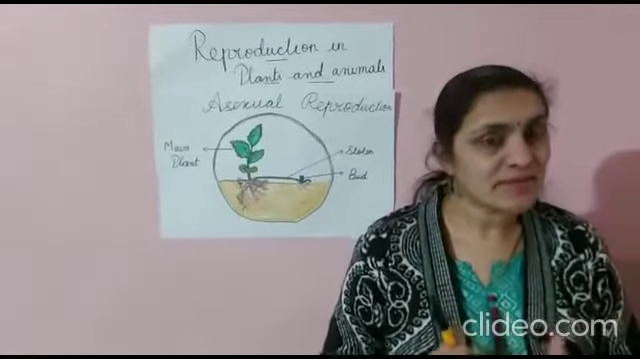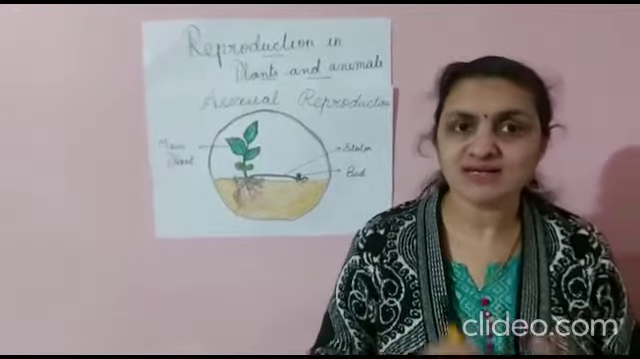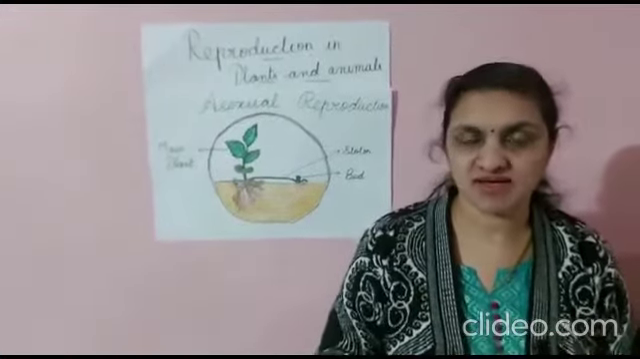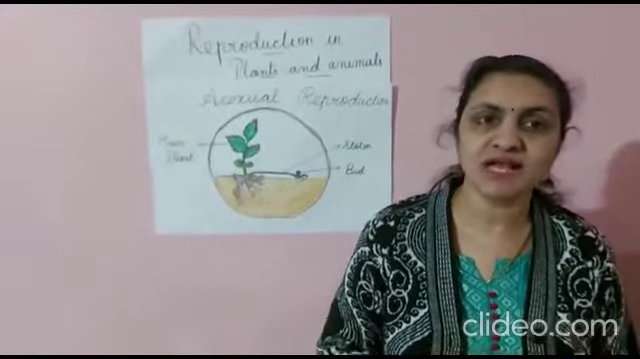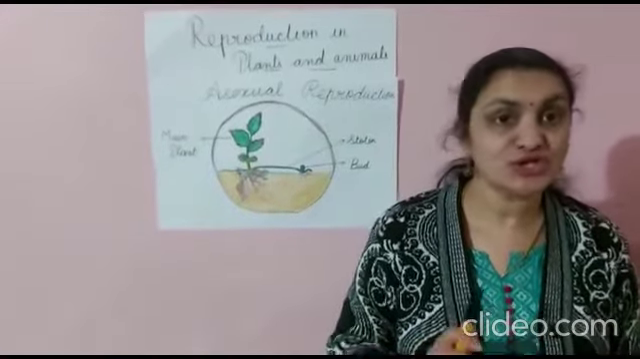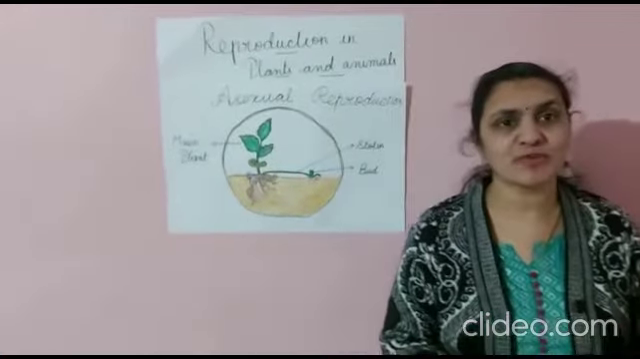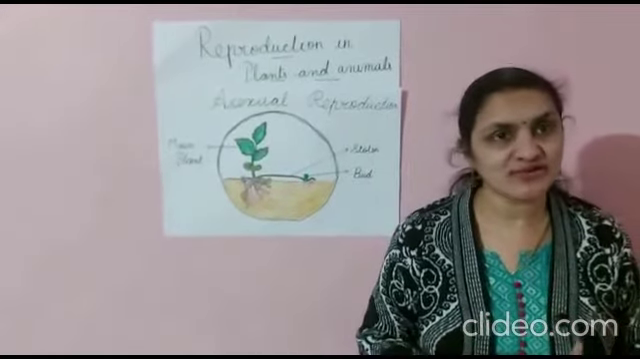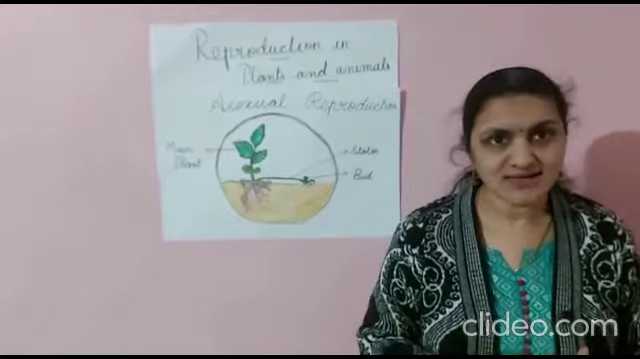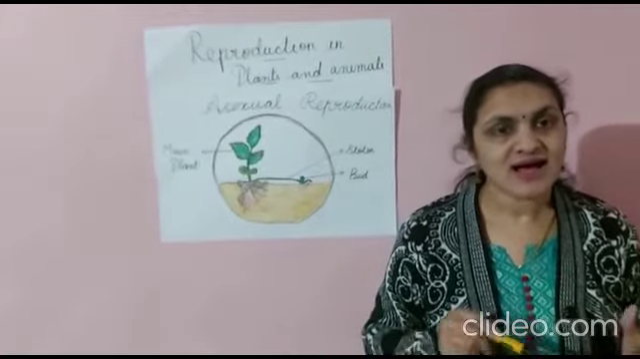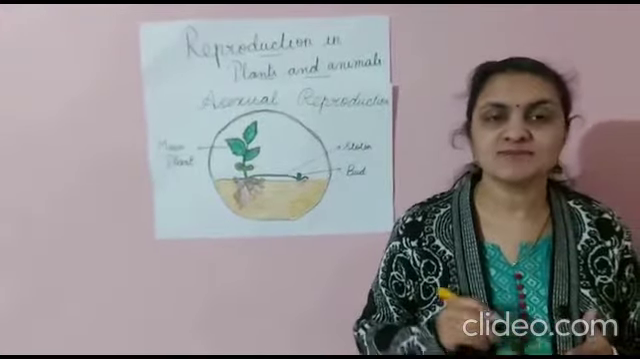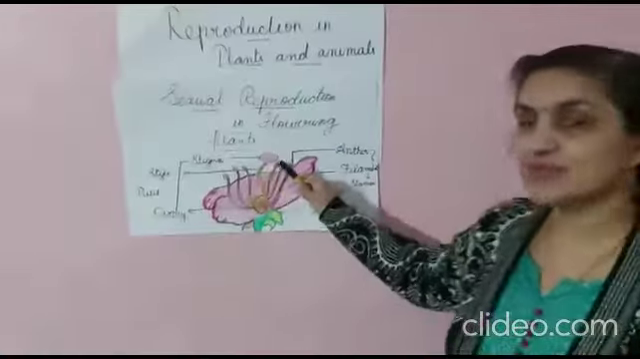The part of the plant that grows from the stem is called a rhizome, bulb, runner or tuber, we can say. In artificial vegetative propagation, we have grafting, cutting, and tissue culture. These are the 3 we are going to see.